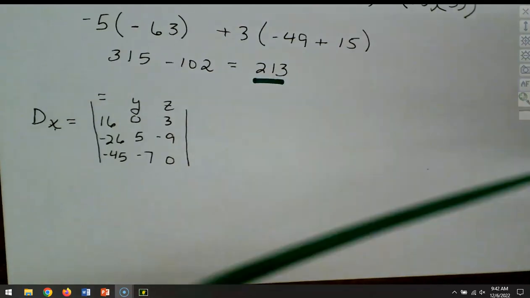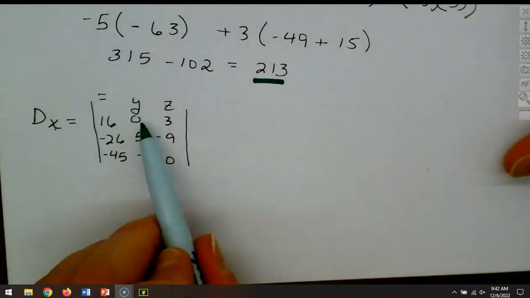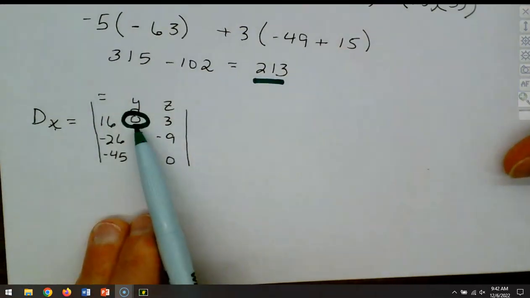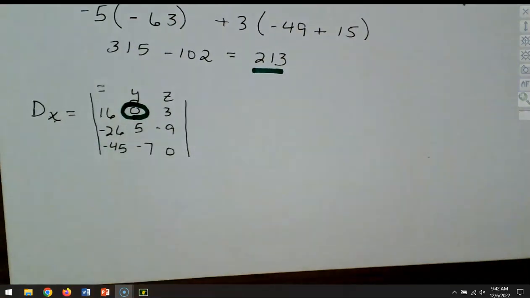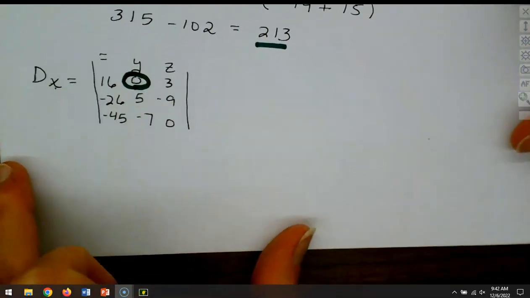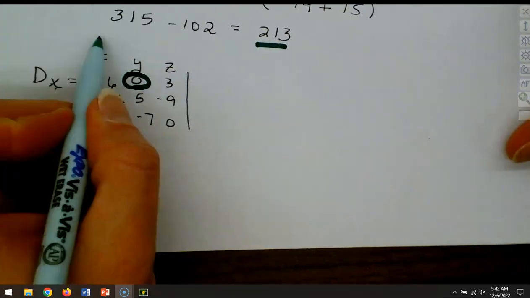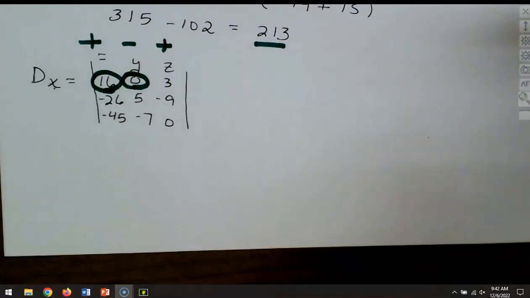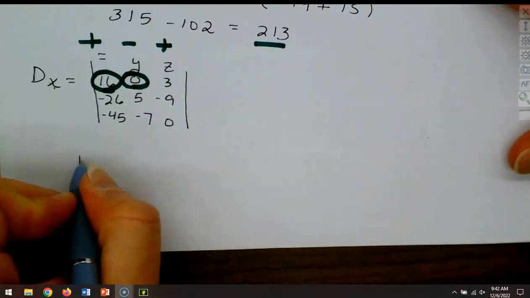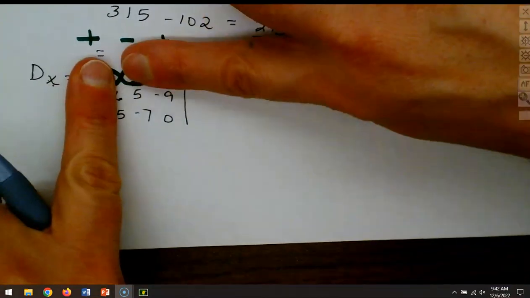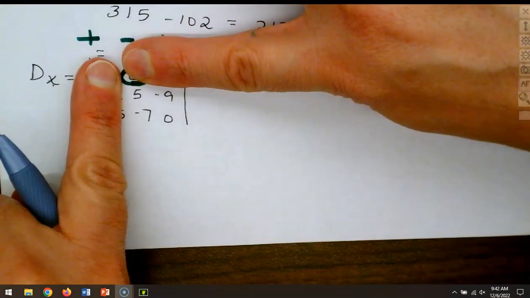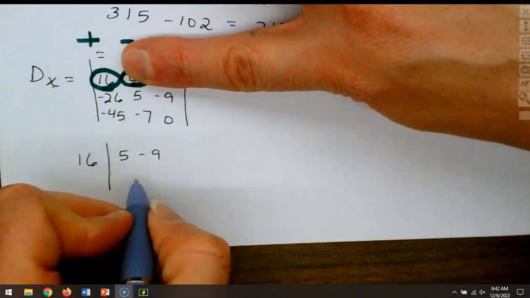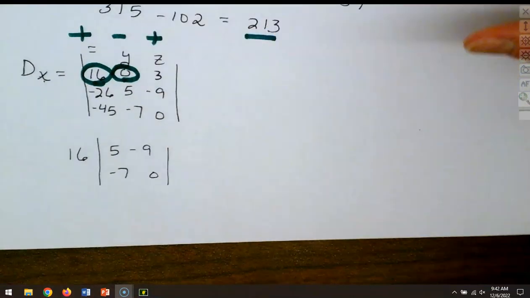Okay, now we factor across. We're going to go across the top again, y, and we're not going to go down the side because this 0 makes it easier. It's one less determinant that we have to actually break out and work with. And the signs again go plus, minus, plus. So 16 comes down, and if I cover it up, I've got 5 and negative 9, minus 7 and 0. So 5, negative 9, minus 7 and 0. That takes care of that.